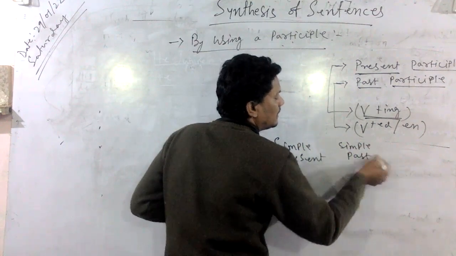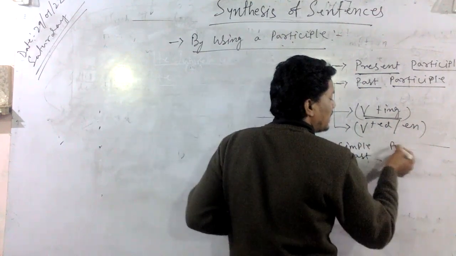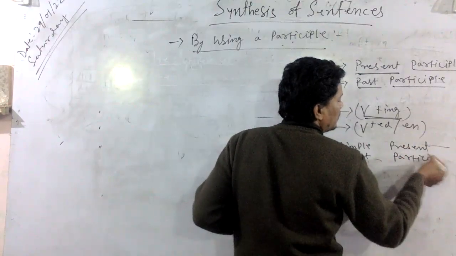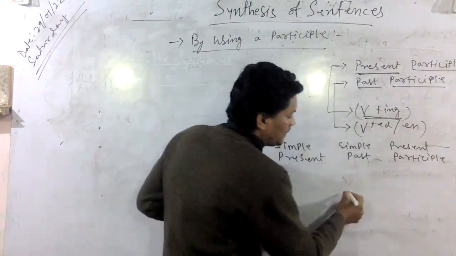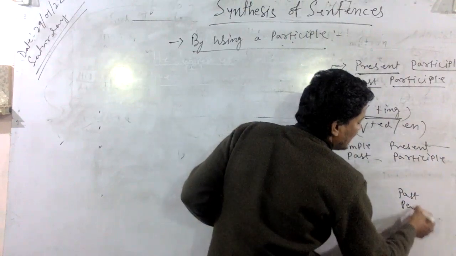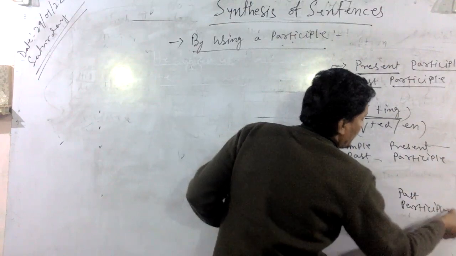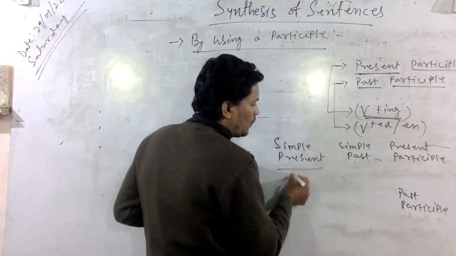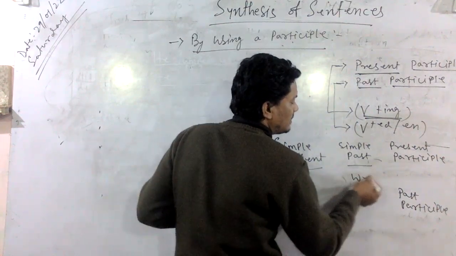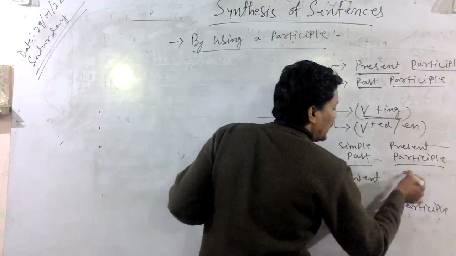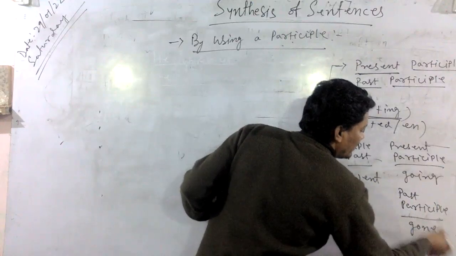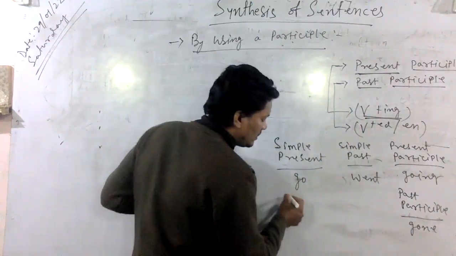Simple past, we also say present participle, we also say past participle. How do we say that? When we say go, simple past is went, present participle is going, and past participle is gone. Isn't it? Similar to that, yes, sir.